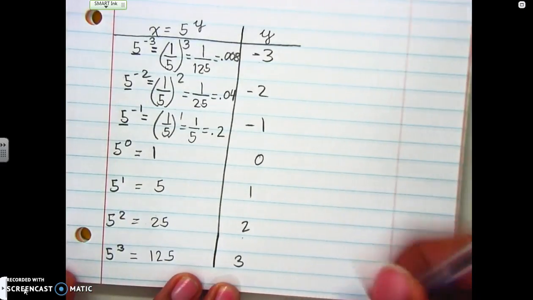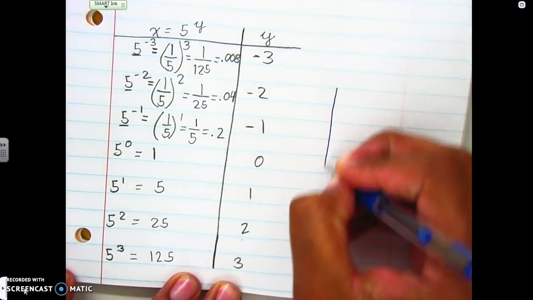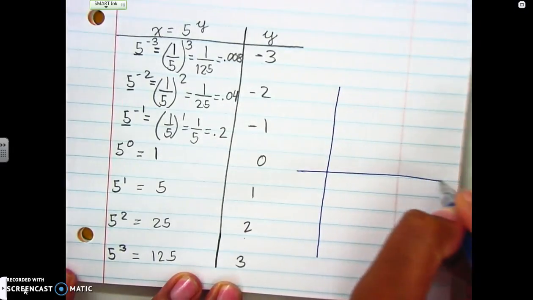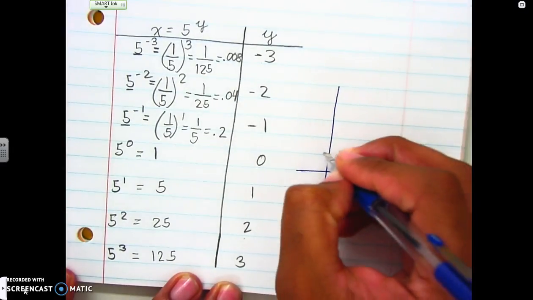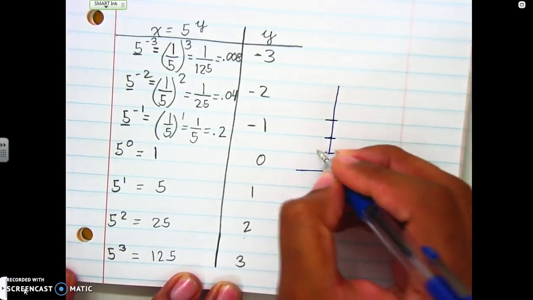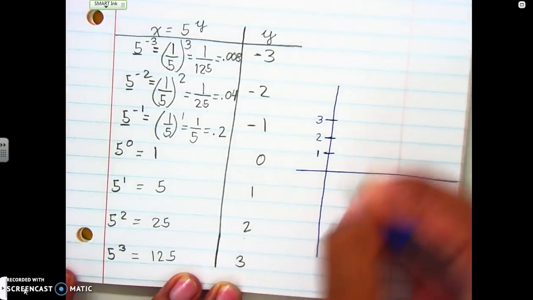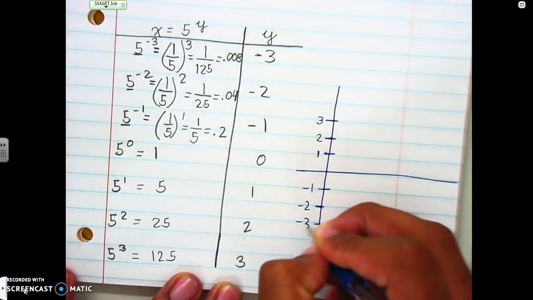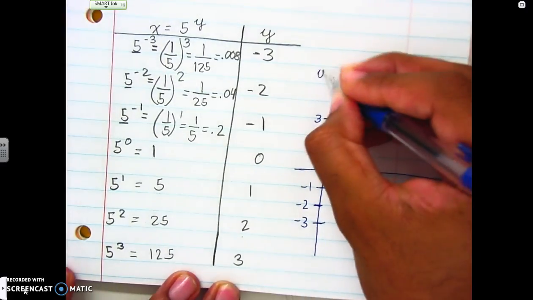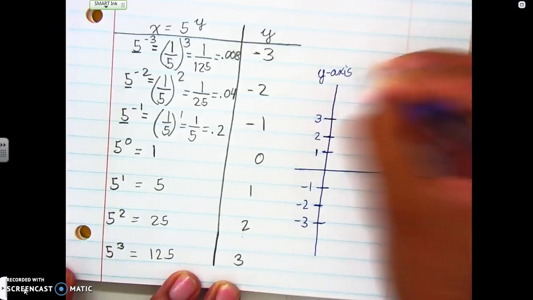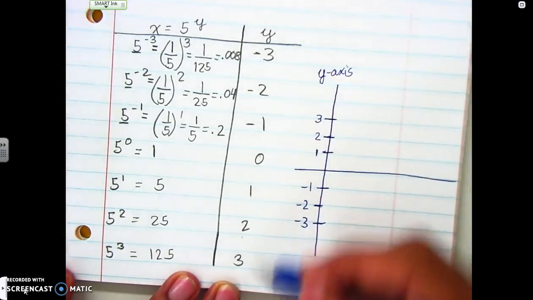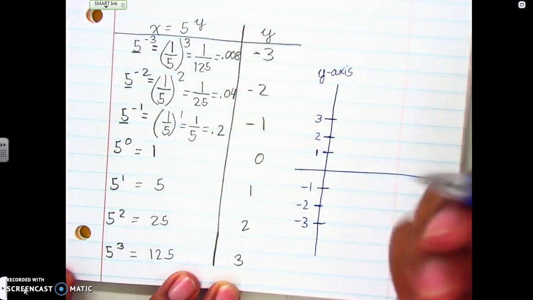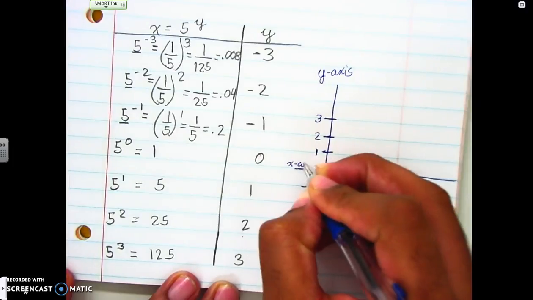Now we're going to graph it out. And graphing is the biggest part here. All right, so we're going to do 1, 2, 3. So positive 1, positive 2, positive 3 going up. And 1, 2, 3. So negative 1, negative 2, negative 3. Remember, this is our y-axis right here. So our y values need to go on the y-axis. And then here, this is our x values, our answers for our x's. And this is our x-axis.